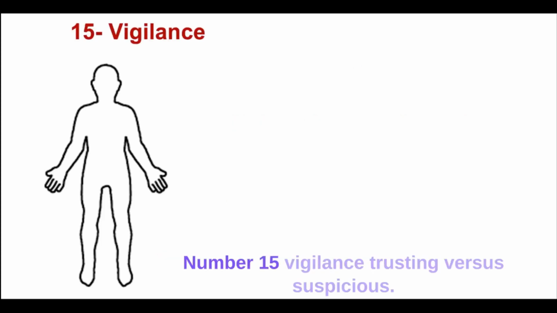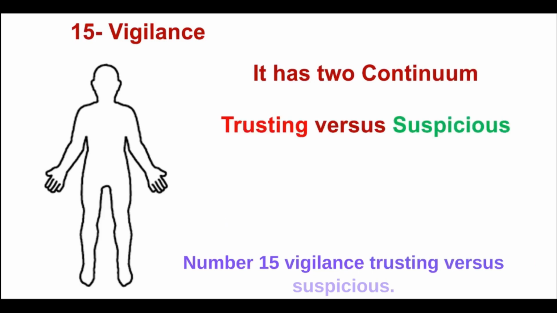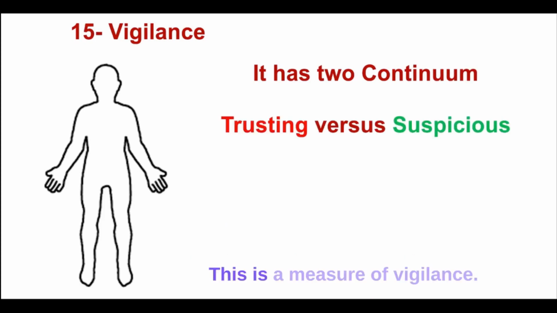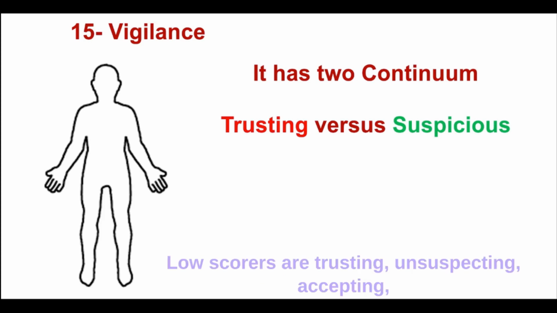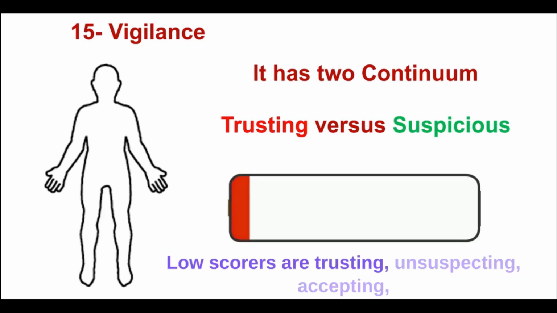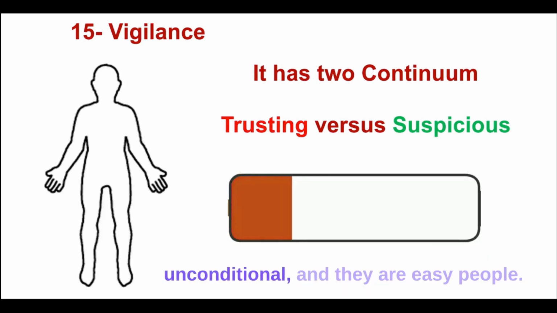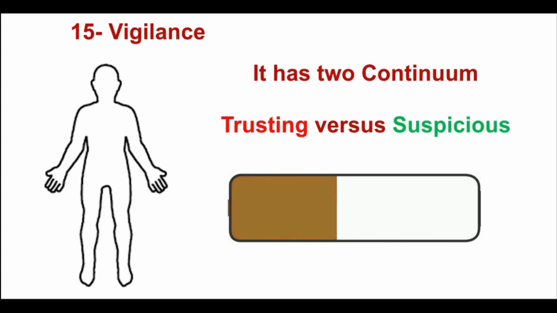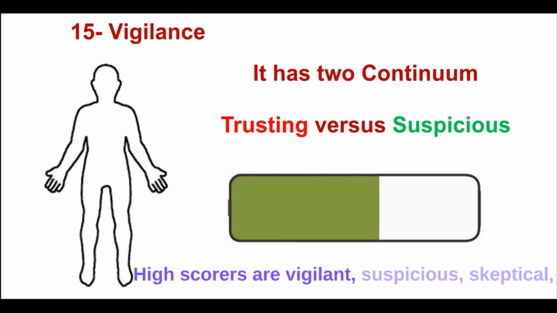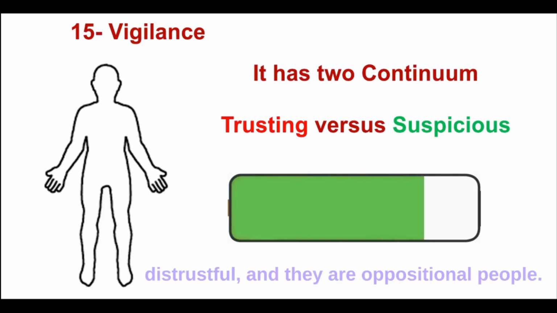Number 15, vigilance. Trusting versus suspicious. This is a measure of vigilance. Low scorers are trusting, unsuspecting, accepting, unconditional, and easy people. High scorers are vigilant, suspicious, skeptical, distrustful, and oppositional people.